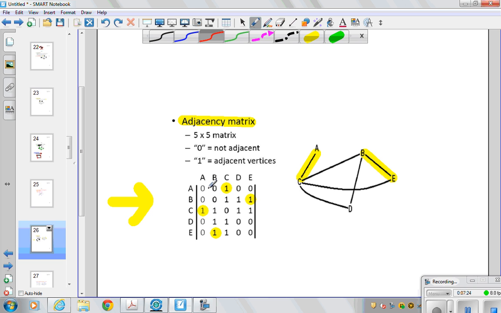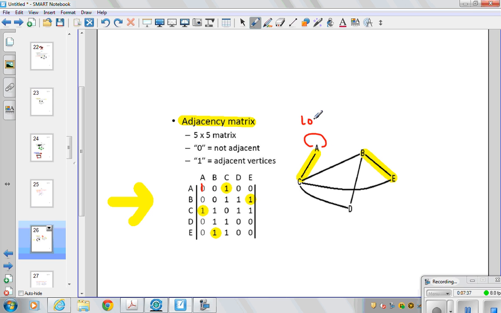Let's say, for example, there's a 1 that's right here, A to A. Well, how would you represent that? Well, you would represent that like this, and that is called a loop. Let's see if I can write that with my mouse here. That is called a loop.